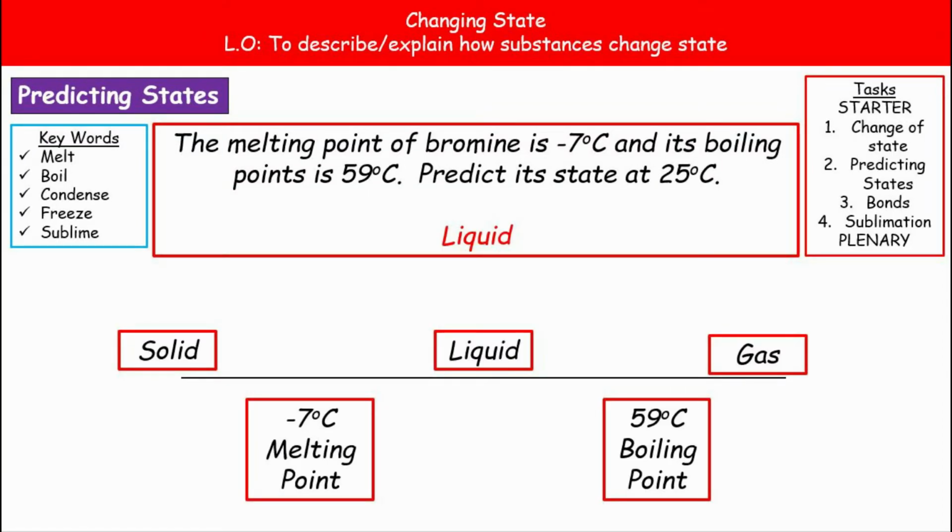Now, one way that we can do this and visualize it is to basically put our little line that goes from a solid on the left to the gas on the right. So we know the melting point is -7 from the question, and the melting point is where it changes from a solid to a liquid. And we know its boiling point is 59, and that's where it changes from a liquid to a gas. Now, at 25, that's going to sit between -7 and 59, so that means it will be a liquid.